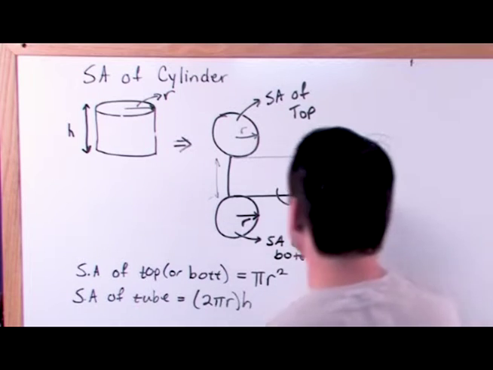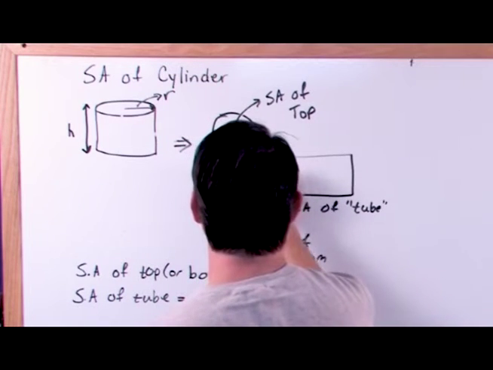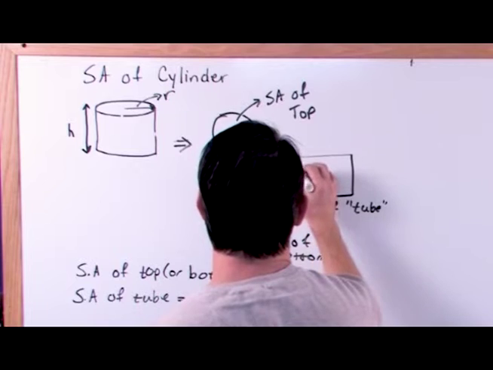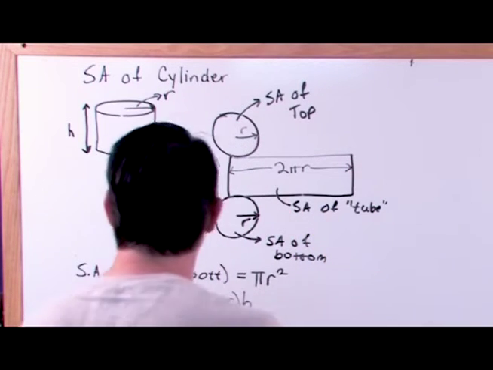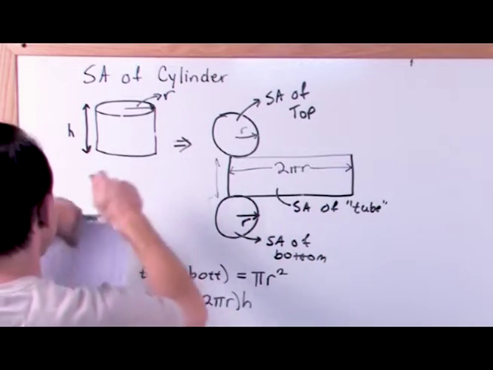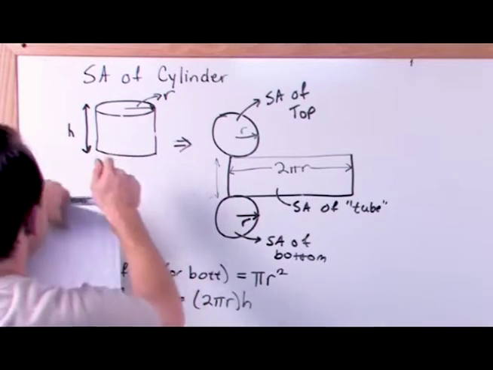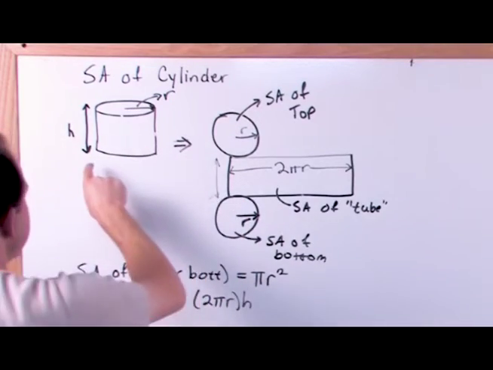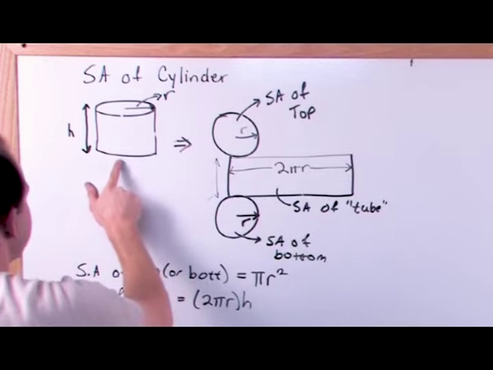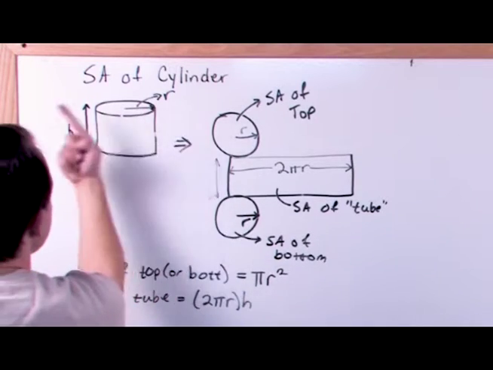In reality, it's this distance right here when we're looking at the drawing like this. It's 2 pi r, because if you think about it, if I cut this tube and spread it out, then the length in this direction is just going to be equal to the circumference all the way around, right?